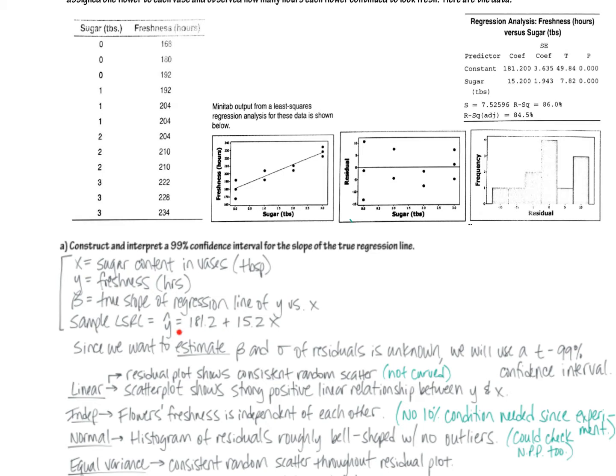Remember, you're using a keyword here, estimate. We're estimating beta. Beta is the true slope of the regression line. And we do not know the sigma. Again, we're just basing it off just these 12 bunches of flowers in the example. So that's the same thing as previous chapters. When you don't know the sigma, then you use a T. And this is a 99% confidence interval.